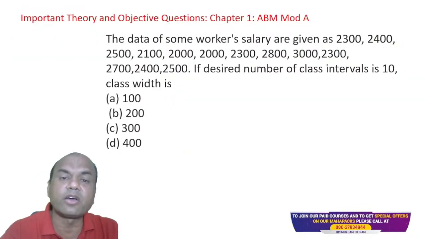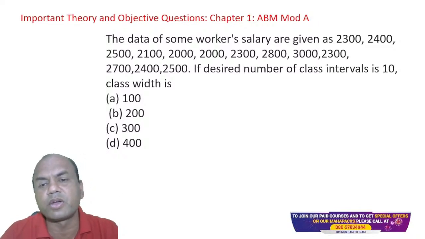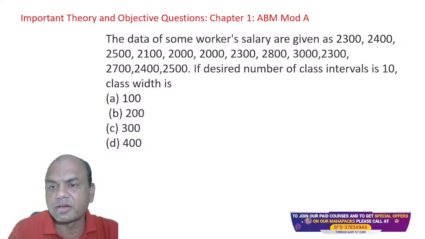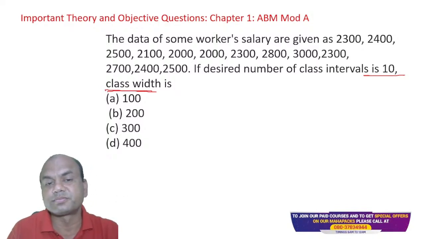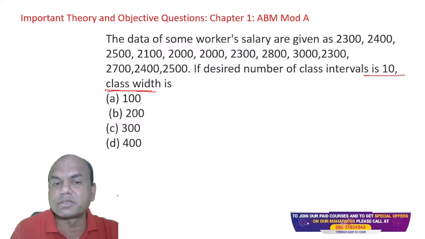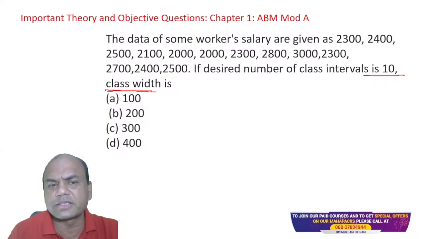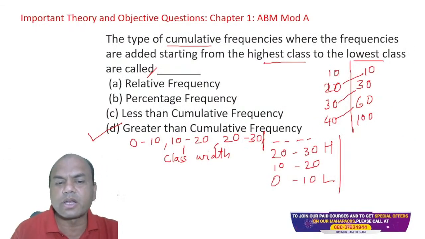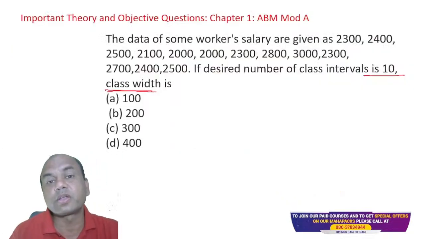The data of some workers' salary are given as this: 2300, 2400, 2500. You can read this data. If the desired number of class intervals is 10, then the class width is? Now how to find out the class width? Firstly, remember what the class width is. Suppose I divide these numbers into classes like 0 to 10, 10 to 20, 20 to 30, same thing. So the same class width you have to find over here.